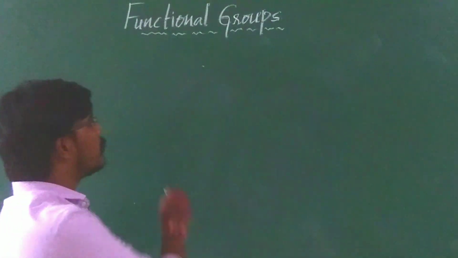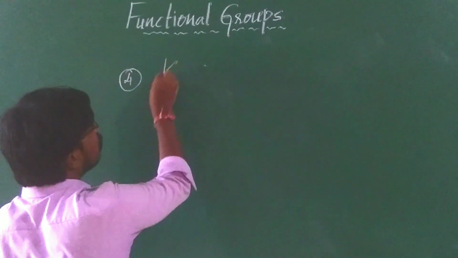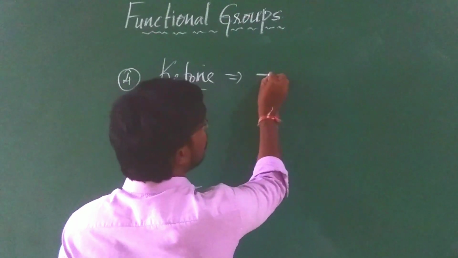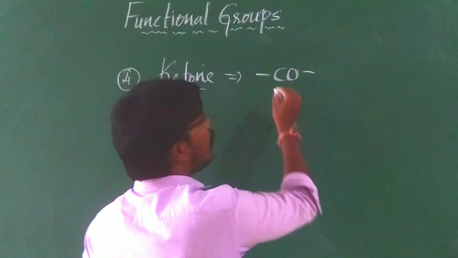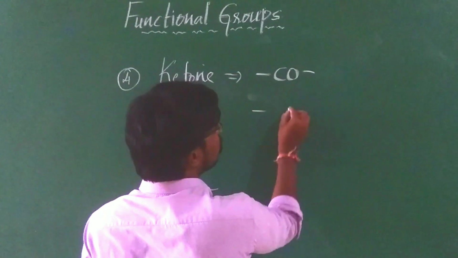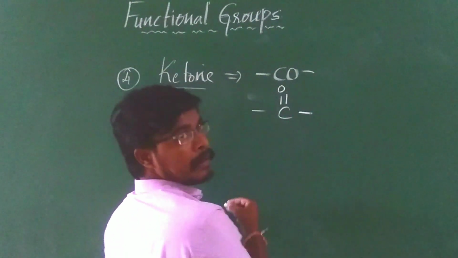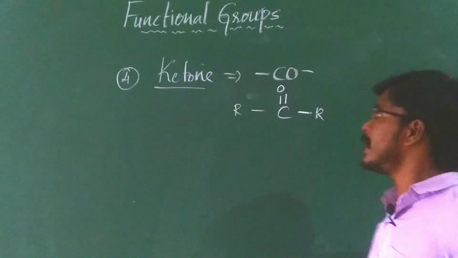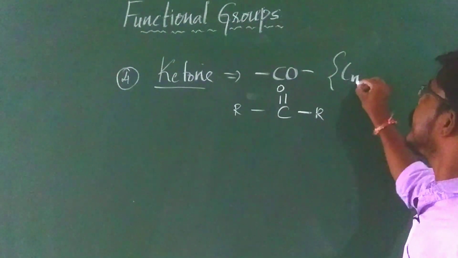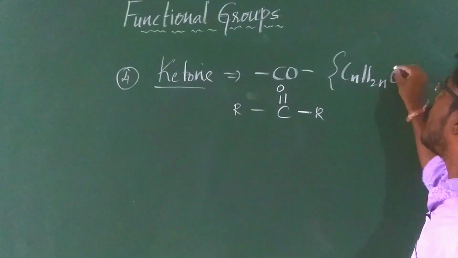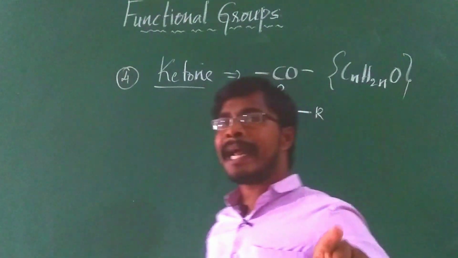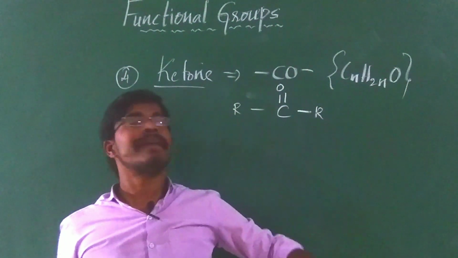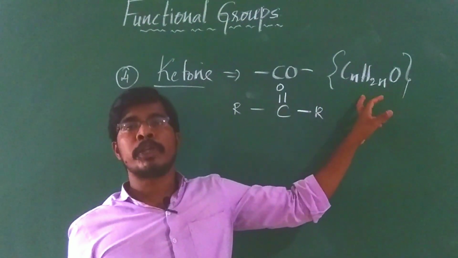Then the fourth one is ketone. Ketone group. This ketone again is represented by using CO, or you can write this like this also, C double bond O here. So this is R, this is R. R in the sense a straight chain of carbon compound will be present, and the general formula here is CnH2nO. So you got it now. Aldehyde also has the same general formula CnH2nO. Even ketone also has the same general formula CnH2nO.